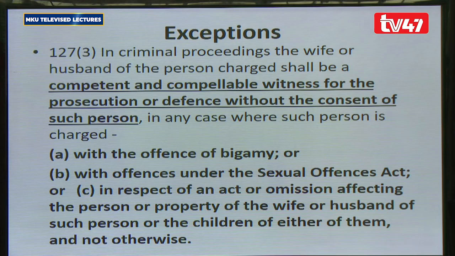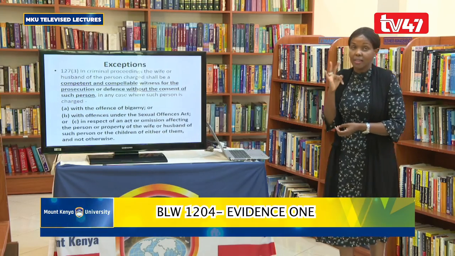What is the exception? Section 127.3. Exceptions. The rule is that a spouse is not compellable. What is the exception? In criminal proceedings, the wife or husband of the person charged shall be a competent and compellable witness for the prosecution or defense, without the consent of the accused person, in these three instances. Three exceptions where a spouse will be compelled to testify against their spouse.